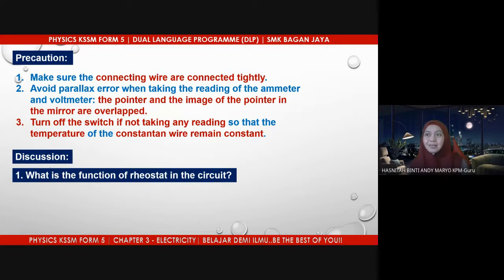Okay, and this is the discussion we can write. The first one, as shown in your module: what is the function of the rheostat in the circuit, student? So the rheostat is to adjust or to control the flow of current in the circuit. This is the function of a rheostat, to control the flow of current or to adjust the amount of current in a circuit.